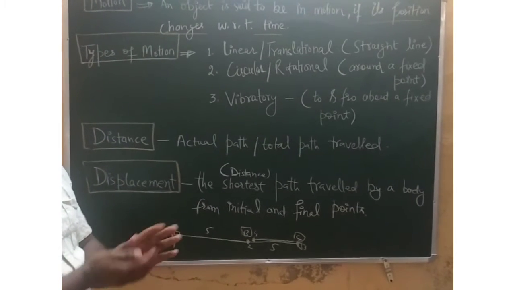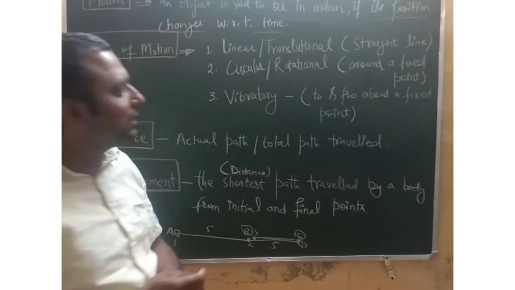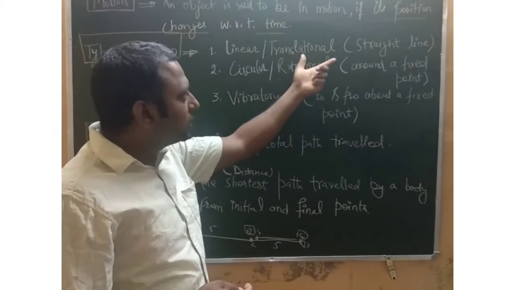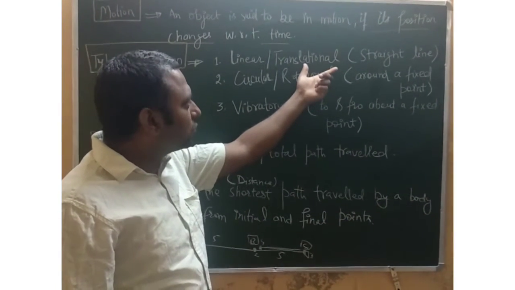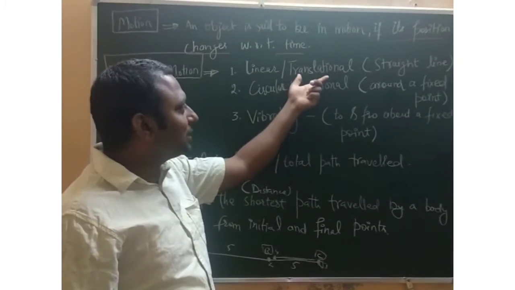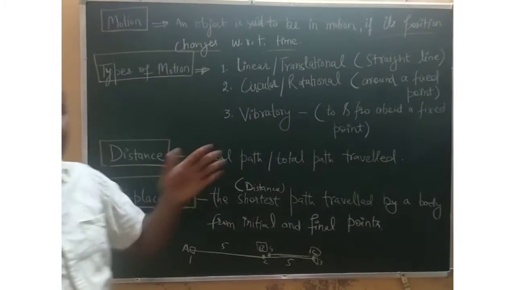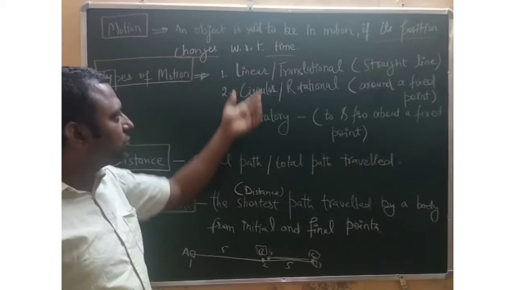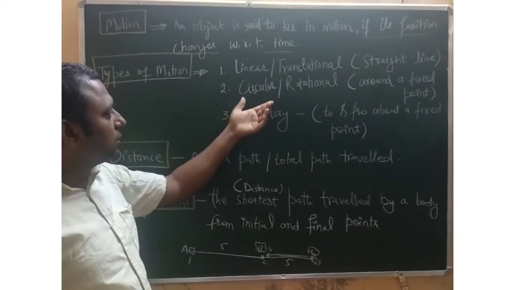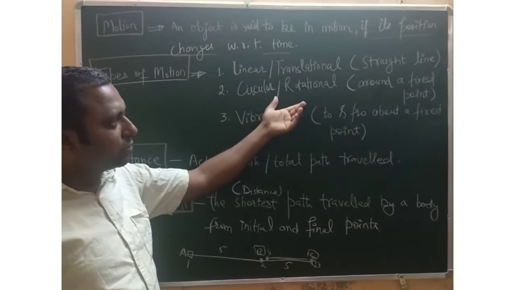When the body moves along a straight line, then such type of motion is called straight line motion, or translational motion. For example, when a bus moves along a straight road, this type of motion is called linear motion. Now, what about circular motion or rotational motion?